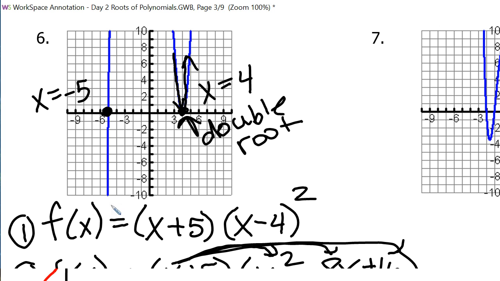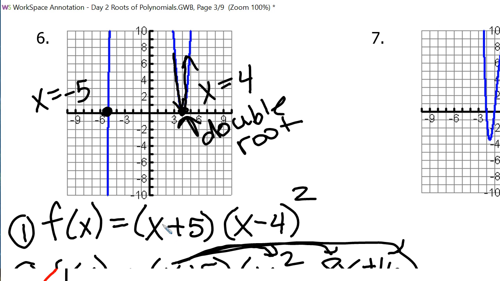And x times x squared, x cubed, and x times negative 8x, negative 8x squared, and x times 16, 16x. Now the next thing we need to distribute is the 5.